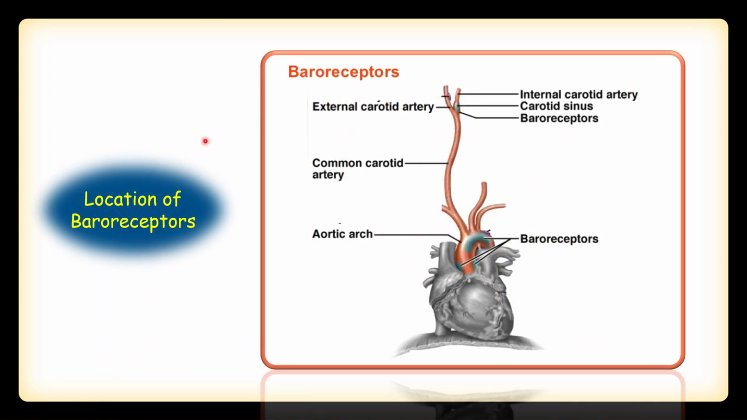So we are seeing here the location of baroreceptors. The baroreceptors are seen in the aortic arch and carotid sinus. So these are the baroreceptors which sense the pressure in the blood vessel and take part in the baroreceptor reflex.